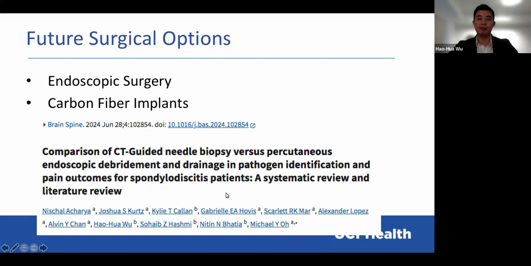And we did a study here at UCI to compare the diagnostic yield of CT-guided needle biopsy with percutaneous endoscopic debridement. And it showed that the endoscopic debridement and drainage technique found a significantly higher yield for these infectious organisms. So it's something to consider in hospitals that have this capacity. The other thing to keep an eye out for is that carbon fiber implants may have a role for instrumentation, especially if you're trying to track the effectiveness of the treatment of the IV antibiotics after surgery, as the carbon fiber implants are radiolucent and allow you to get a really nice MRI after surgery.